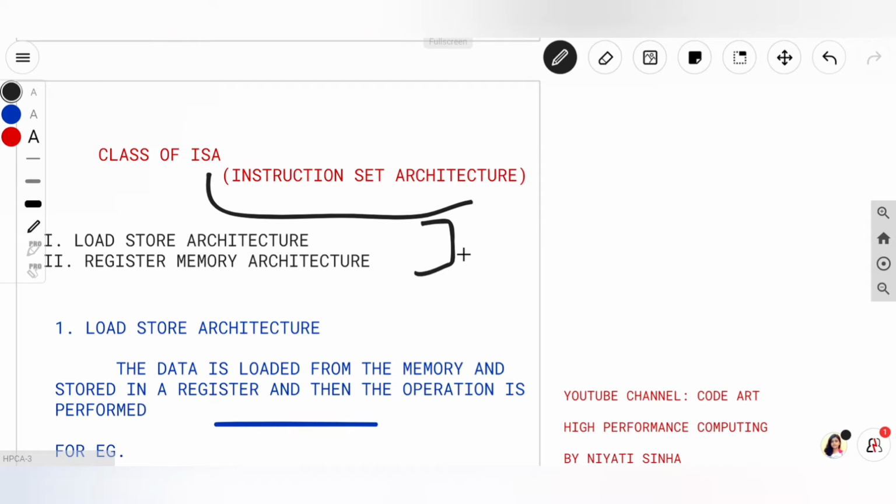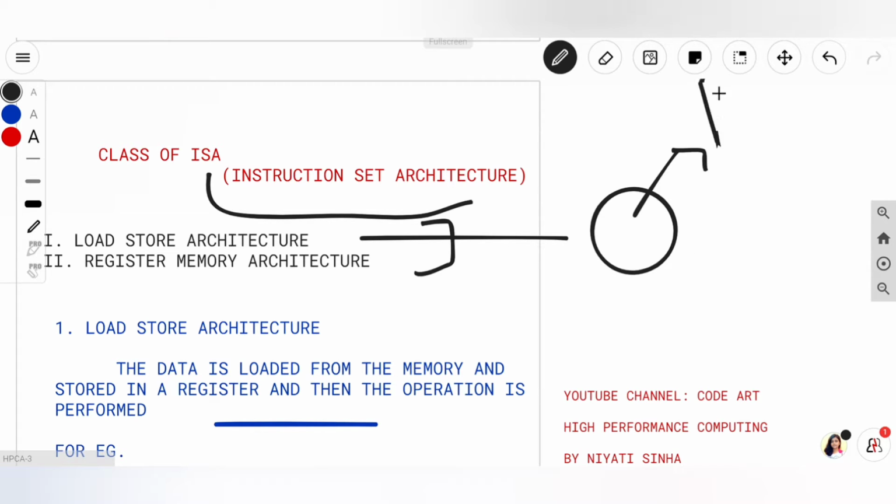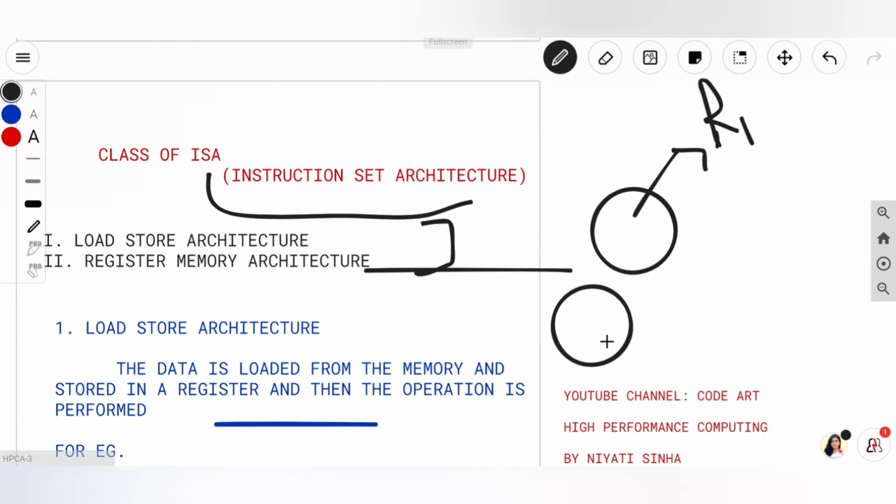In the load store architecture, the data is loaded from the memory to a register, let's say R1, and then it is used for the execution of the operation. And in the register memory architecture, we can use the data from the memory directly, without storing it in a register.